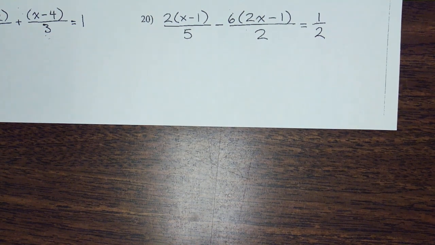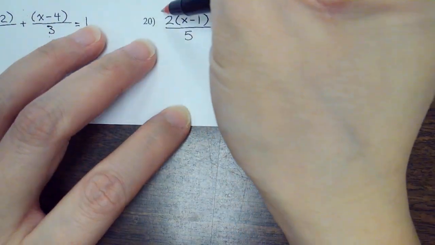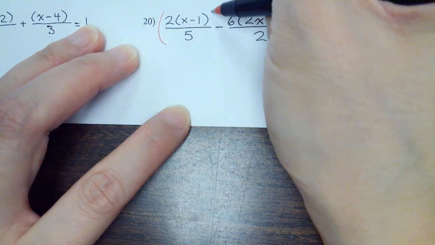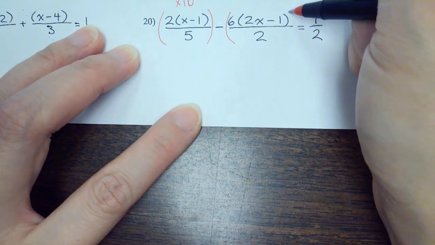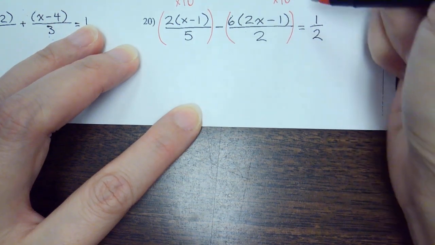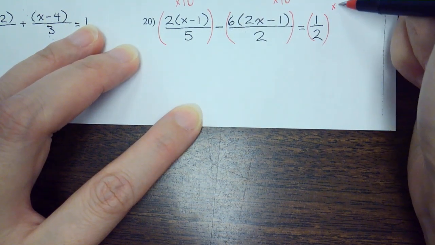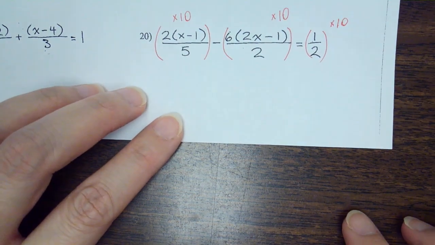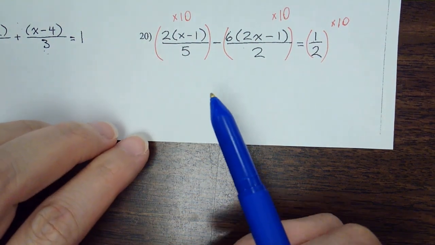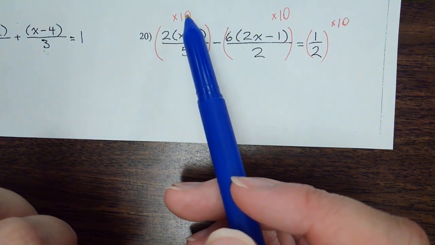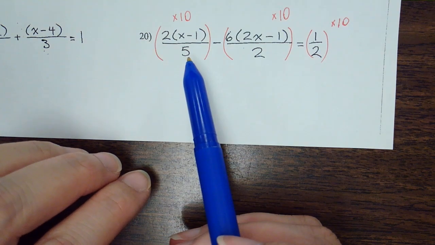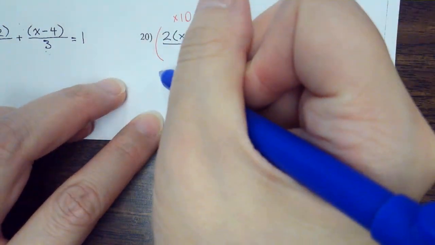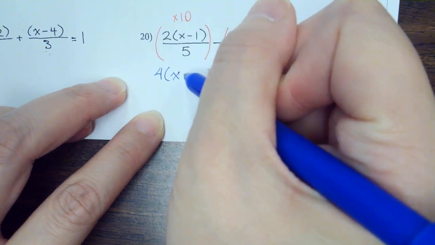How many terms are here? Yep, 3. Yeah, so I'm going to multiply this whole thing by 10. I'm going to multiply this whole thing by 10. And I'm going to multiply this whole thing by 10. Okay, so 2 times 10, 20. 20 divided by 5? 4. Thank you. So 4.